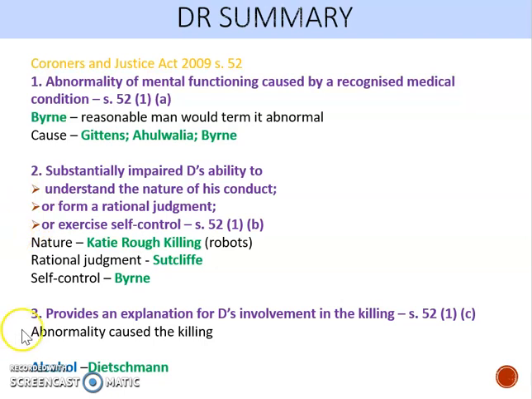And then the final requirement, does that provide an explanation for the killing? And that's 52(1)(c). So there has to be a link between this condition that impaired their ability to do one of three things and what they've actually done. And just be aware as well that alcohol, sometimes a person will have a condition and they'll also be drunk. Dietrich says that we've got to ignore any intoxication and just focus on the condition that they have. Now that we've had that quick refresher then, let's turn back to the Sandra scenario we were just looking at.